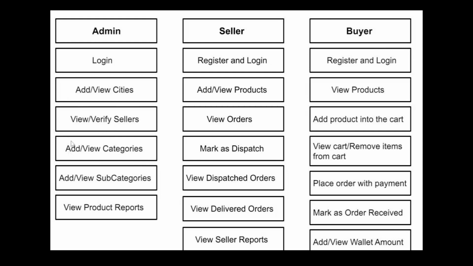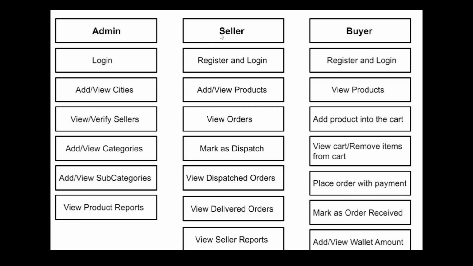Admin will add the categories of the products which are available on this website. The admin can also view the categories. Based on these categories, admin will add the subcategories of the products. After that, admin will add the products. I'm sorry, admin won't add products.